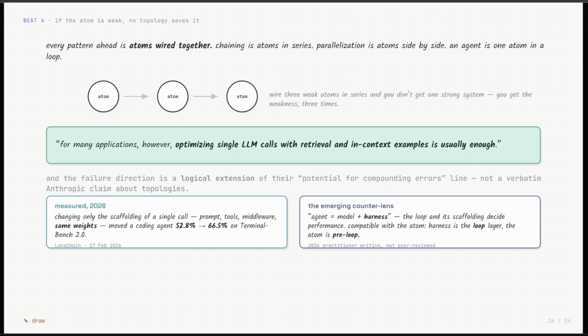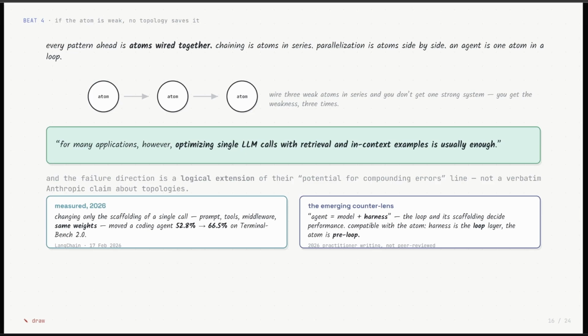So there is a measured version of this from 2026. LangChain changed only the scaffolding around a single call. So the system prompt, tools, middleware, with the model weights untouched, and the coding agent went from 52.8% to 66.5% on Terminal Bench. Atom level work. Double digit gains, no topology change.